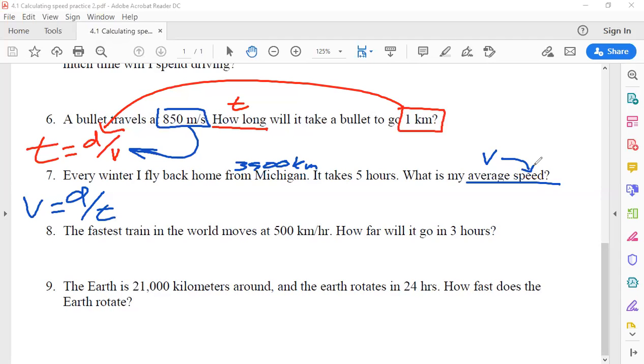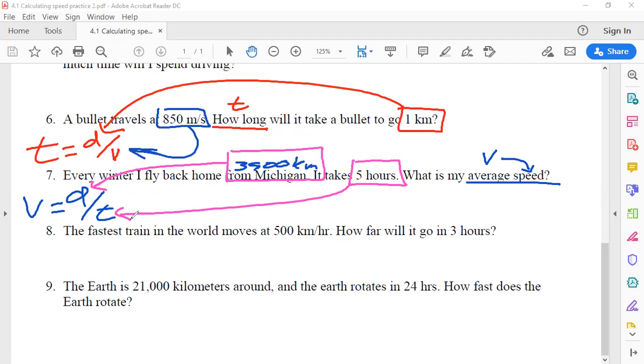So then I can just take these amounts from my problem. The distance from Michigan, remember we pulled that from the earlier problem, that's 3,900. Time comes from right here. So this one goes up here, this one goes down here, and that's how we sort that out. 3,900 over 5.